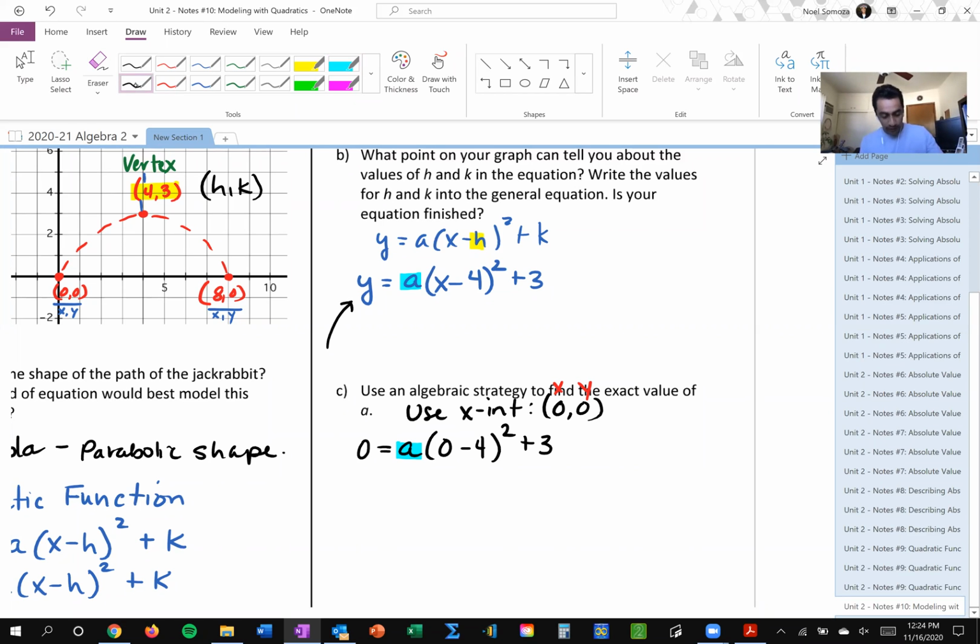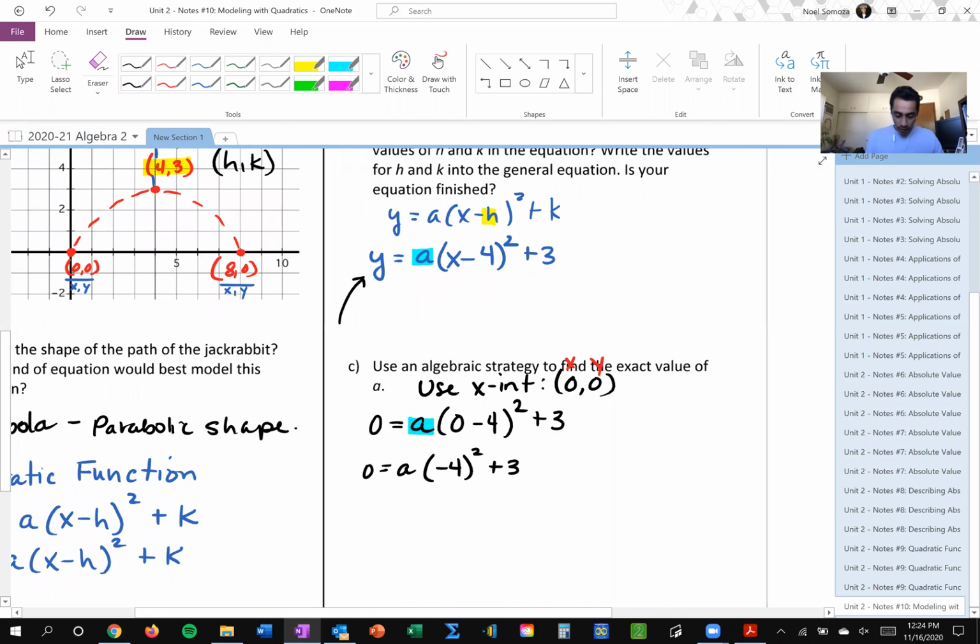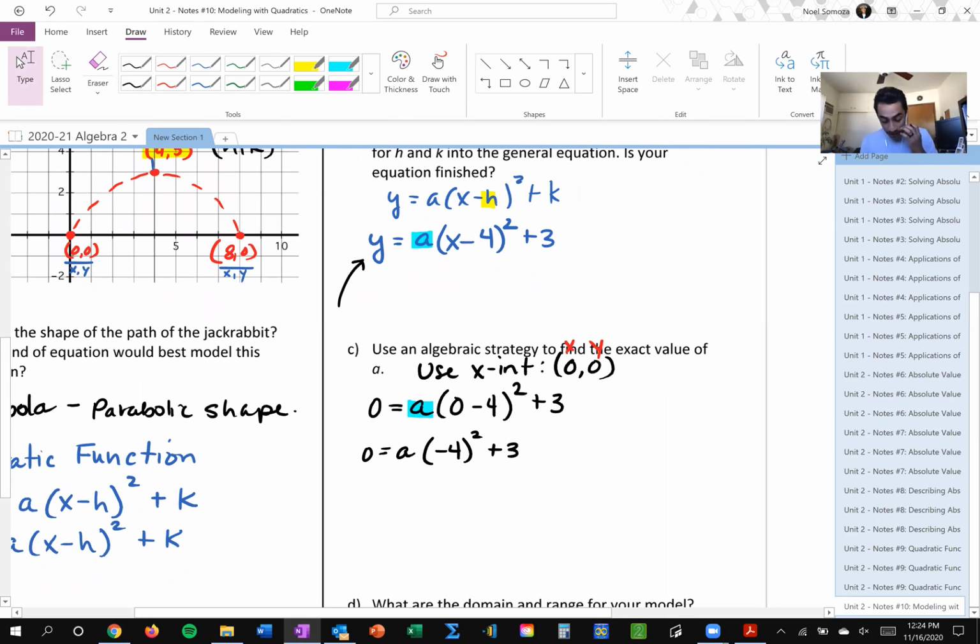All right, so let's clean this up. Let's solve for a. So I still have 0 is equal to a. If I clean up inside the parentheses, that's 0 minus 4, that's negative 4 squared plus 3. All right, let's clean it up now. We have negative 4 squared, so that's 16. And that's 16 times a, so that's 16a. Okay, plus 3 is equal to 0.